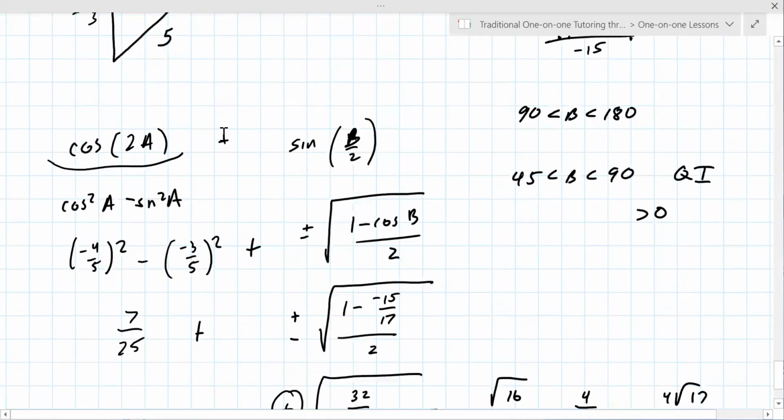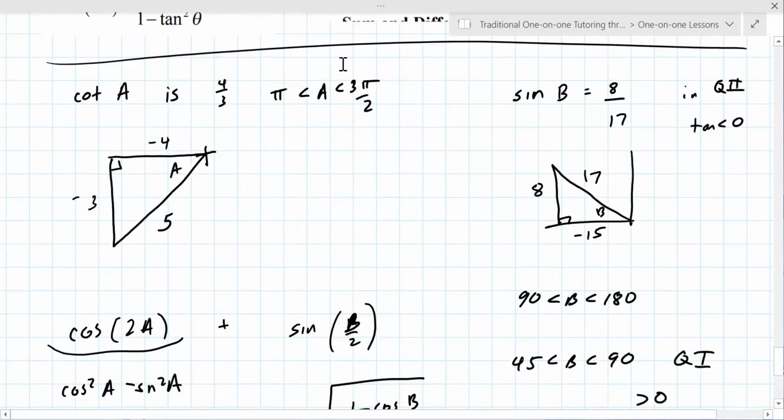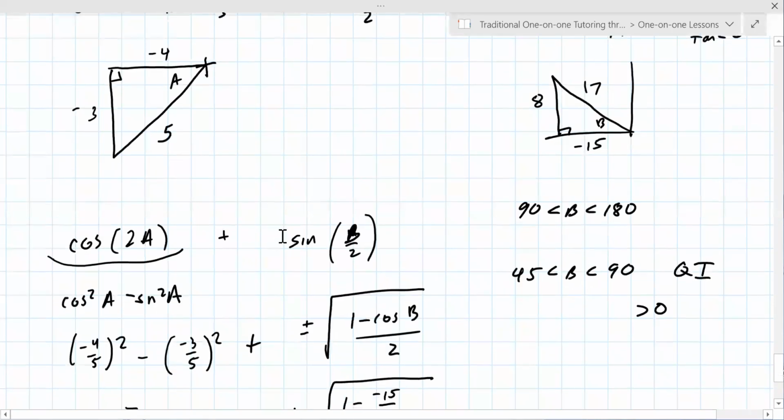Now, normally they just give you one of these. They'll give you 2 of these triangles and say, what is cosine 2a? That's part A. What is sine b over 2? Or what is tangent 2a or cosine b over 2, a over 2? It doesn't really matter. If you have the formulas, it all goes back to sine, cosine, and tangent, or just sine and cosine in these cases. So the formulas are really important here.